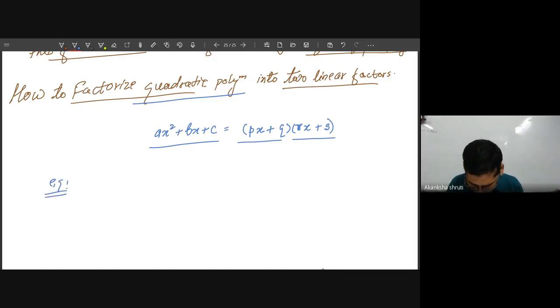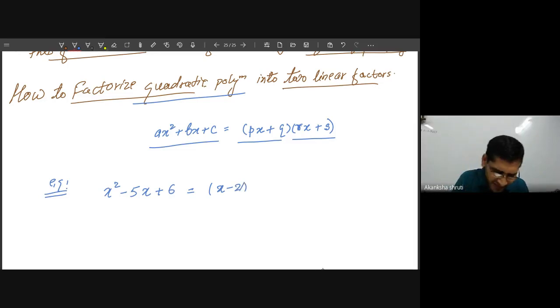If I have x square minus 5x plus say 6, then I can write this as the product of x minus 2 and x minus 3. x minus 2 as one bracket and x minus 3 will be the other bracket. So this is the first example I have taken.